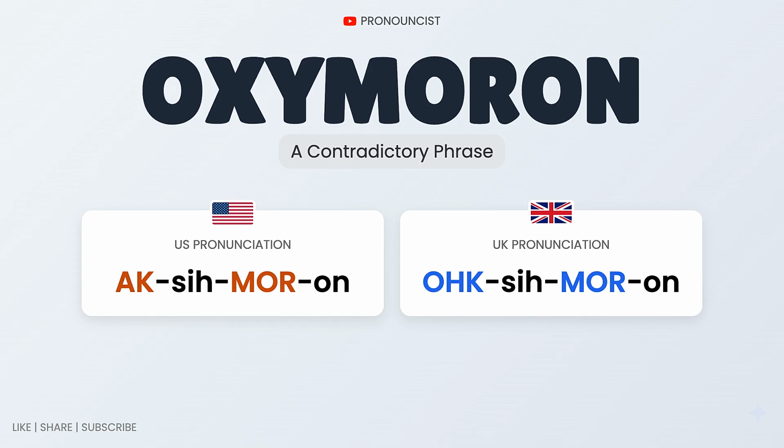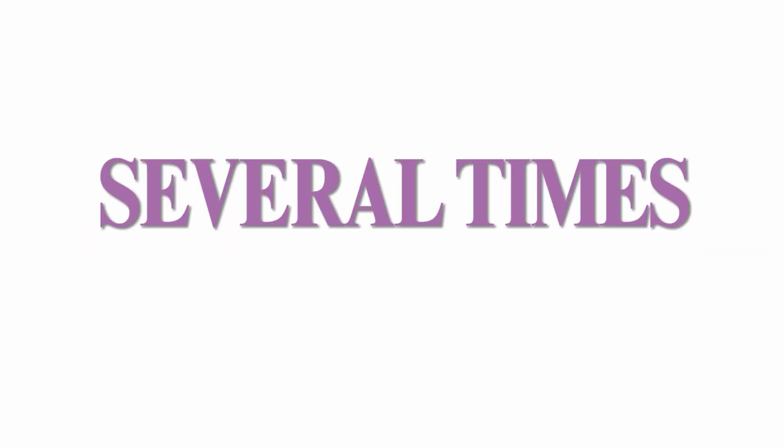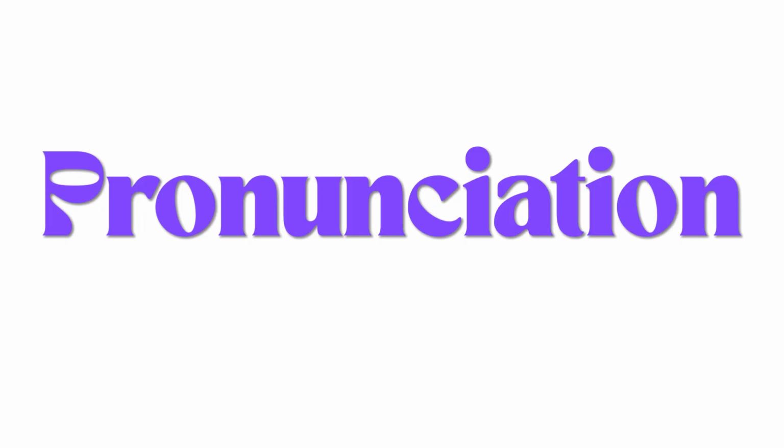Oxymoron. Practice repeatedly and you'll soon be able to say this word perfectly. The best way to practice is to repeat the syllable multiple times. The meaning of the word is contradictory terms combined. Try repeating this word several times to improve your pronunciation.